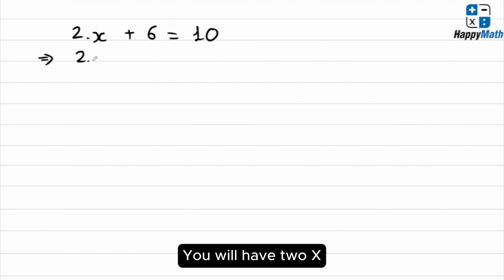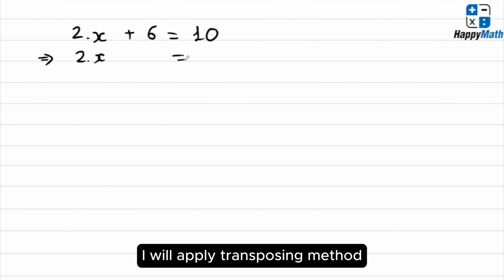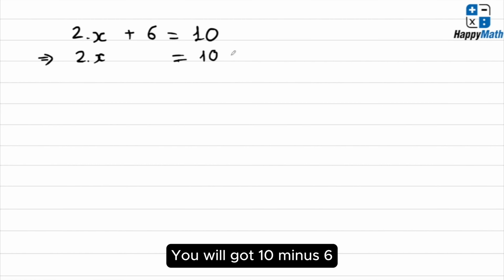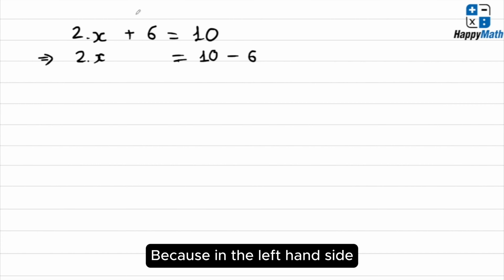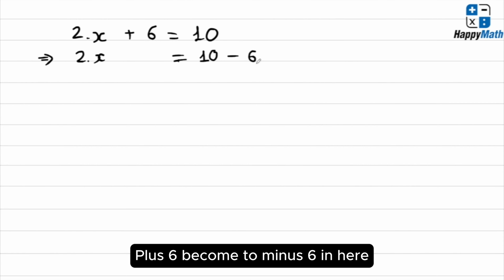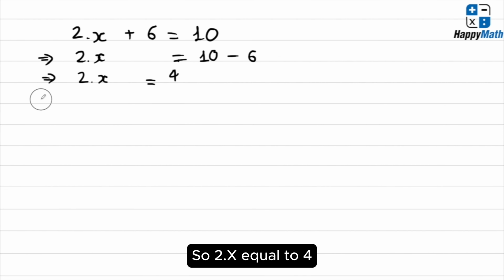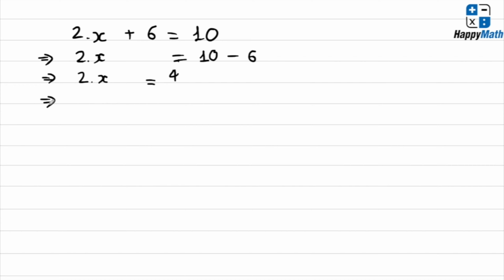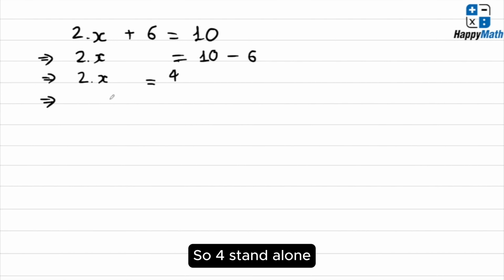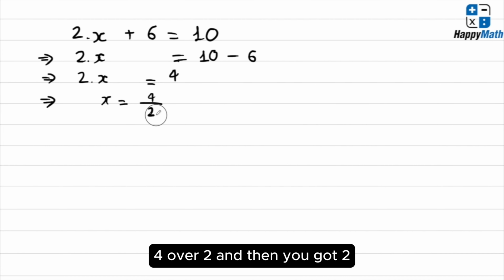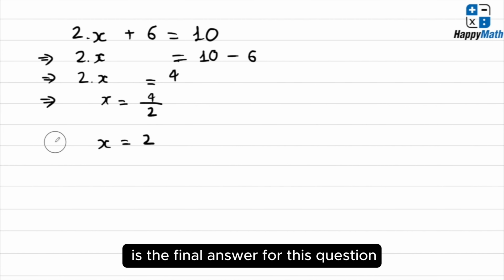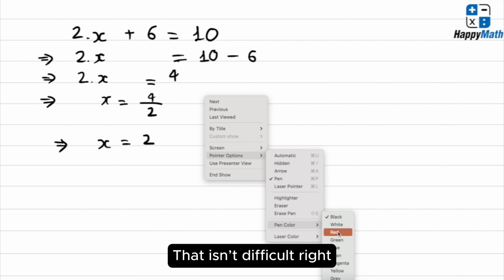Okay, 2x will be standalone in this one, and first I will apply the change position method. You will get 10 minus 6, because on the right hand side, and on the left hand side you got plus 6. So I move it from left to right, plus 6 becomes minus 6 here, and calculating the result of 10 minus 6, you got 4. So 2x equal to 4. What will we do next? 4 stands alone, 4 is captain on top, 4 divided by 2, and then you got 2 as the final answer for this question. That is not difficult, right?